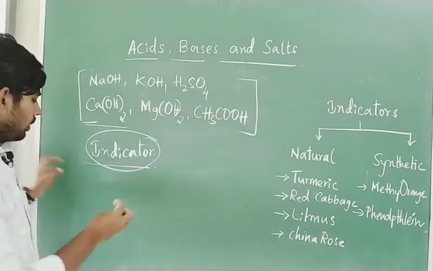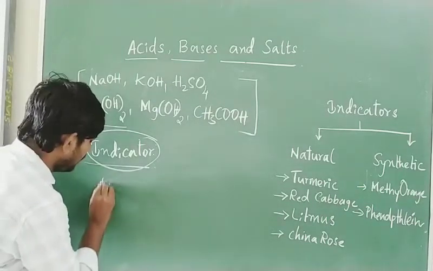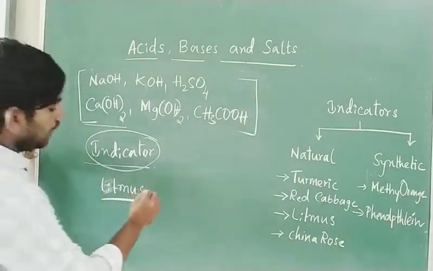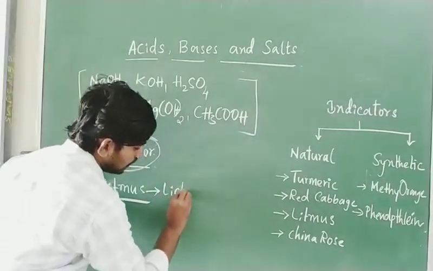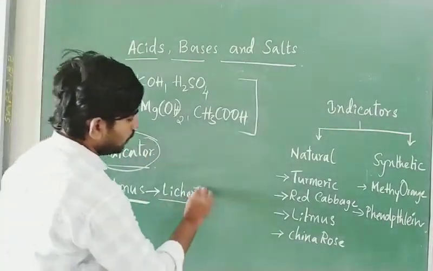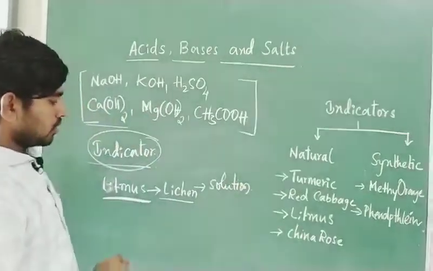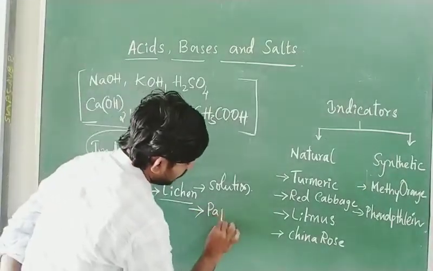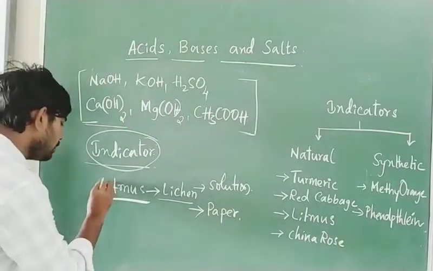Okay. So, for example, suppose we have a solution, say litmus indicator. Litmus indicator is made from an extract of a plant called lichen. This lichen plant, they will make it into a solution also. Solution extract, and some they will convert into paper also. We have litmus paper also, litmus solution also. Okay, this litmus indicator is there.